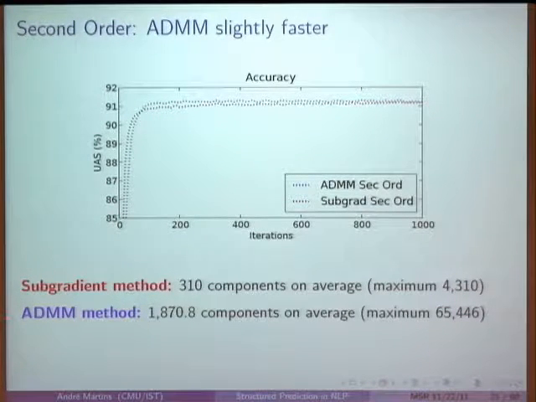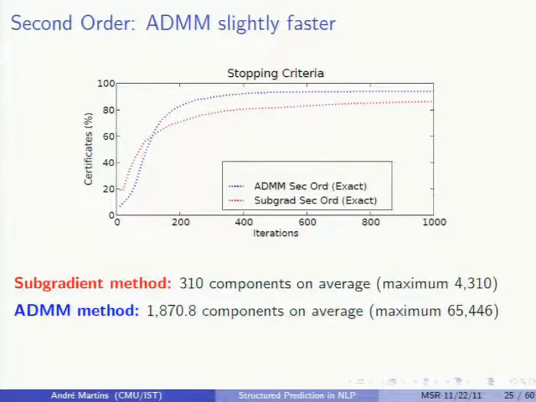And the ADMM method, because it cannot do anything useful because of the quadratic term, is splitting that tree constraint into many small pieces. That's why it has more components on average with respect to the subgradient method. So this comparison is fair. And the next one is also fair, yes. So here we did the same thing.